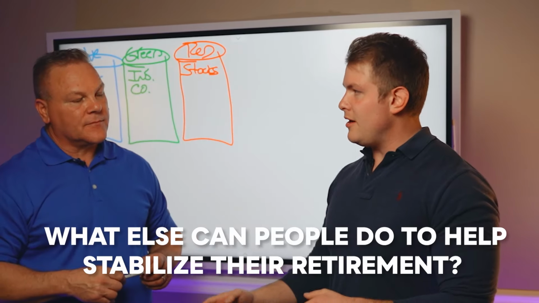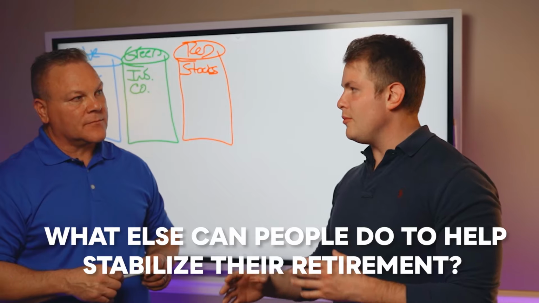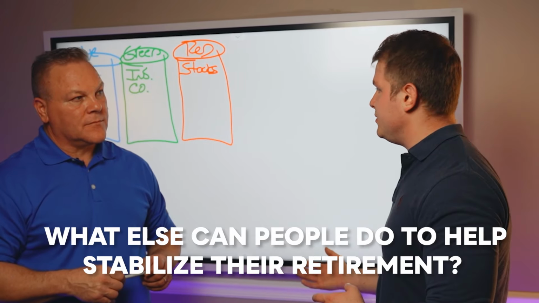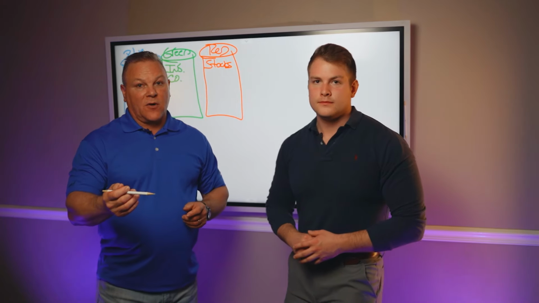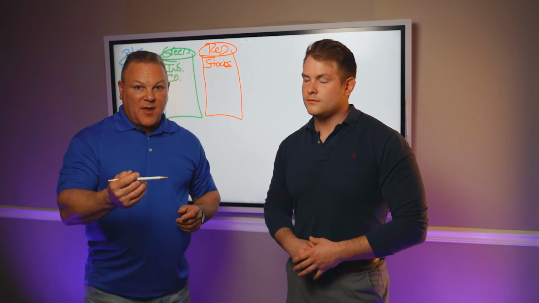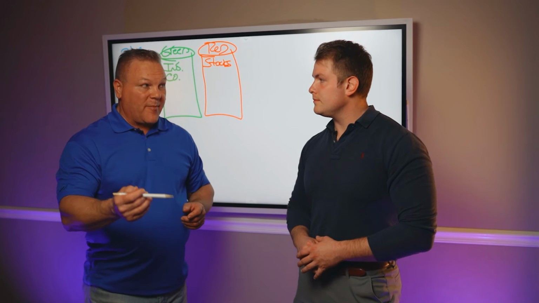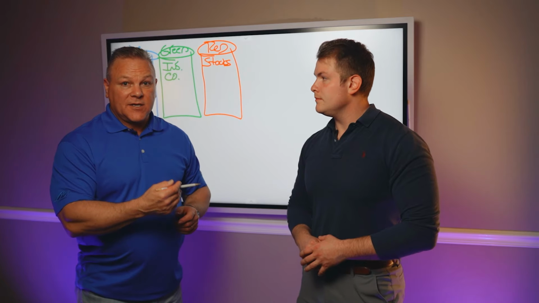So Pete, we've talked about sequence of returns and stock market risk. What else can people do to stabilize their retirement? Well, that's an excellent question. And I think, first of all, the answer that we always talk to people about is the word balance. And I'll show you exactly what I mean in just a moment.